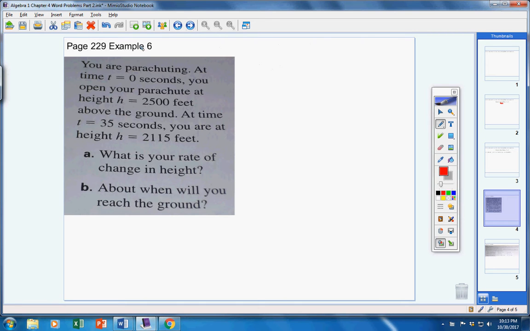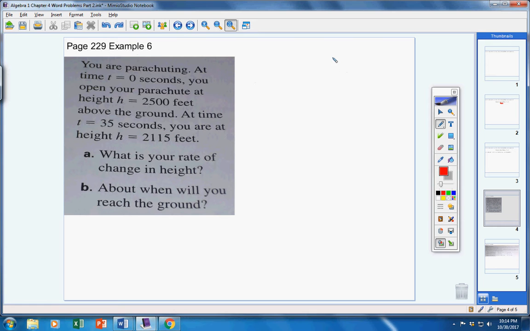Okay, I would copy this down, your notes right here. I would copy page 229, example number 6, so you know where it's coming from. And then here we go. You are parachuting. At t equals 0 seconds, you open your chute, at a height of 2,500 feet above the ground. At 35 seconds, you're now at a height of 2,115.